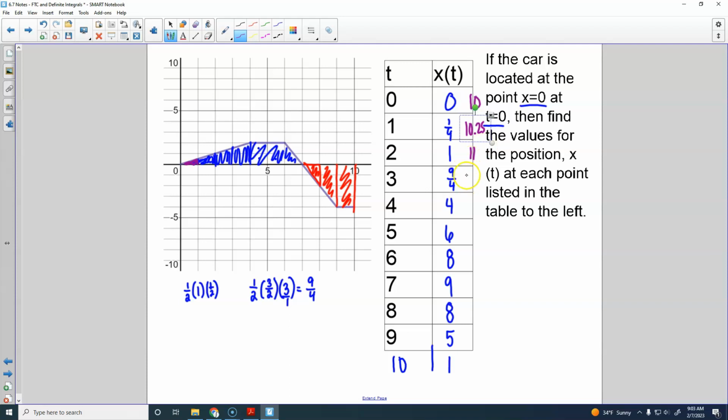Here I would have 12.25. Here I have 14, 16, 18, 19, 18, 15, 11, right? So this would be if x equals 10 at our original position. Wherever that starting point is, the change would still be positive. When it's positive, you're adding. When it's negative, you're taking away. But you're just starting at 10 instead of starting at 0. Does that make sense?